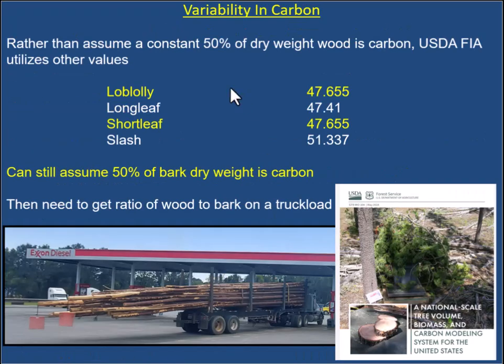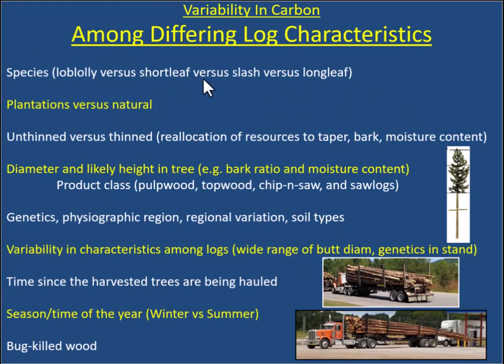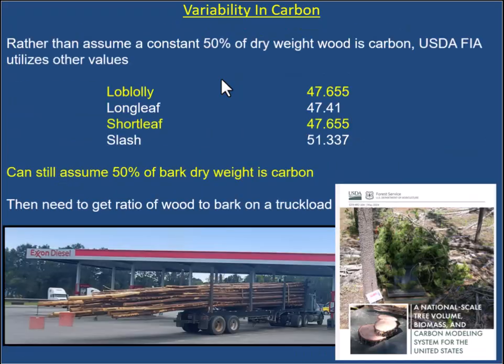So traditionally then, we've assumed that 50% of dry weight is carbon. Well, the FIA, the USDA Forest Service Forest Inventory and Analysis, has started using some differing values. And this is my interpretation of what they use. So you've got your species. Once again, it's species, but also moisture content, taper rates, and wood-bark ratios.